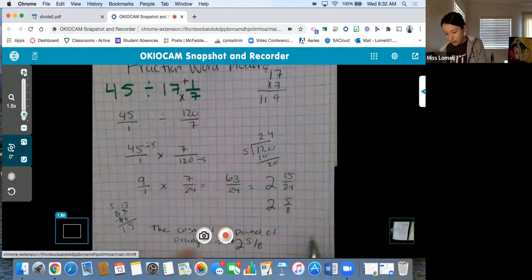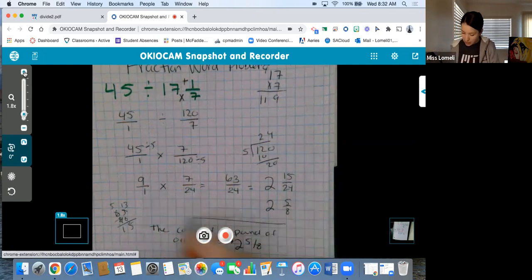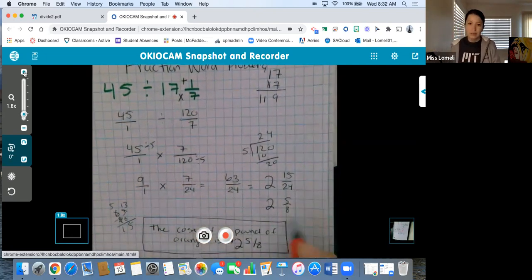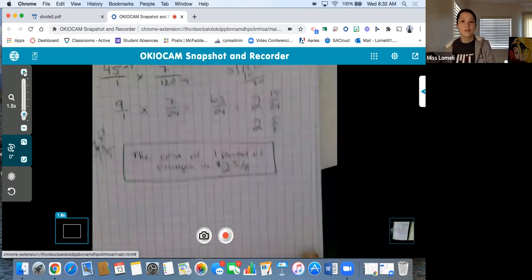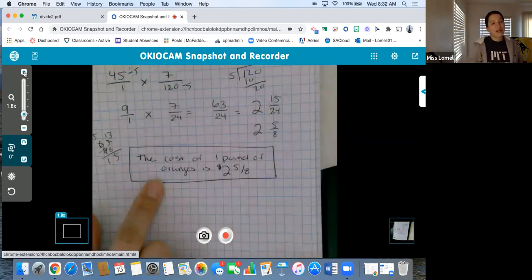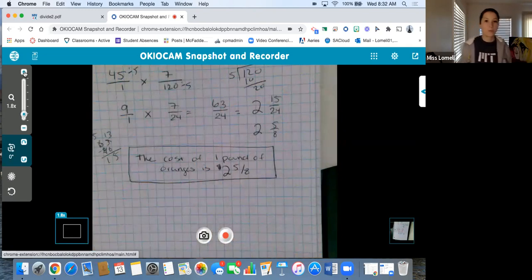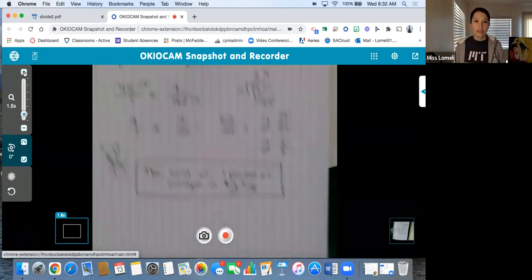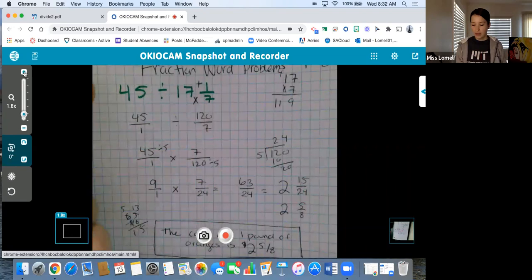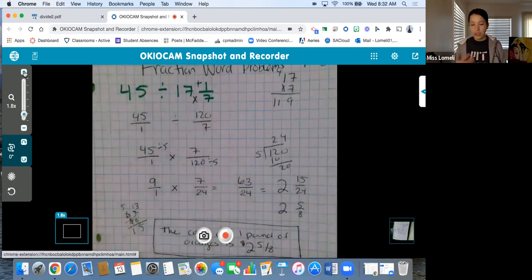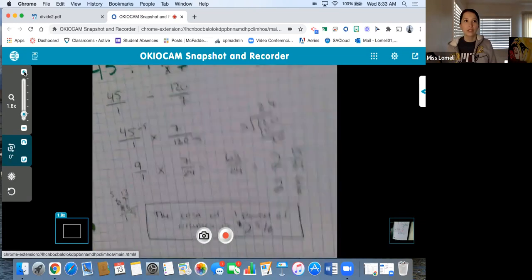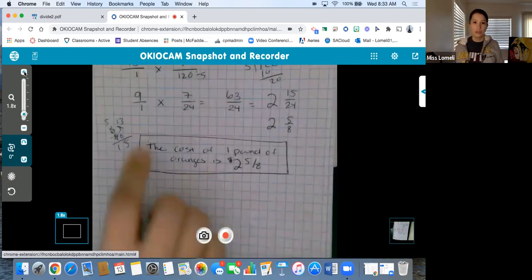So the cost of 1 pound of oranges is $2.58. And the number one thing that the state test loves for you guys to do is to write your answers in sentences. So if this was the state test, they would ask you not just what the answer is, but to explain it. In math, you have to be able to explain your math problem. What does your answer mean? Oh, this is what my answer means.